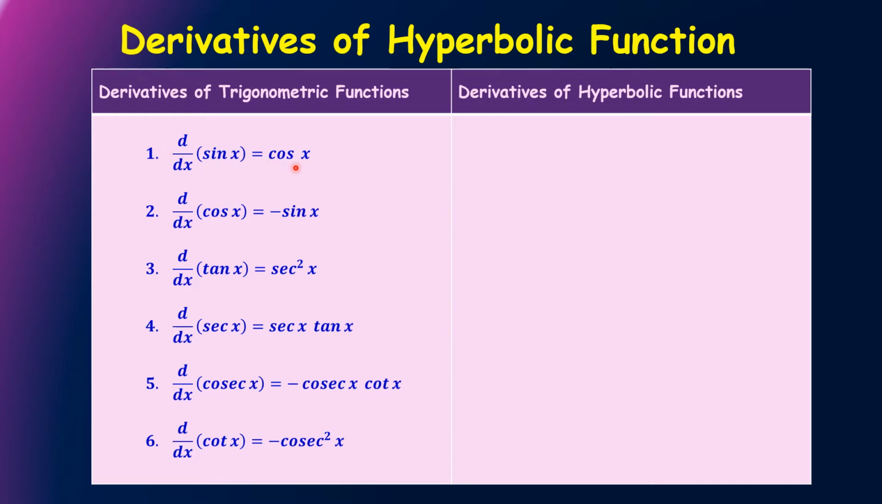The first one is the derivative of sin x, and the answer is cos x. The second one is the derivative of cos x, and the answer is negative sin x. The third one is the derivative of tan x, and the answer is sec squared x. The fourth one is the derivative of sec x, and the answer is sec x tan x. The fifth one is the derivative of cosec x, and the answer is negative cosec x cot x. And the last one is the derivative of cot x, and the answer is negative cosec squared x.